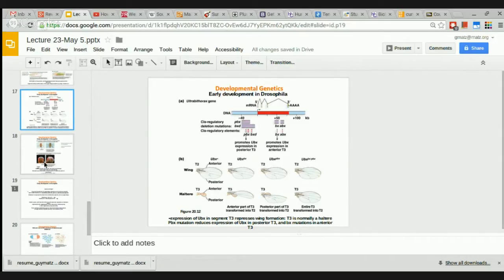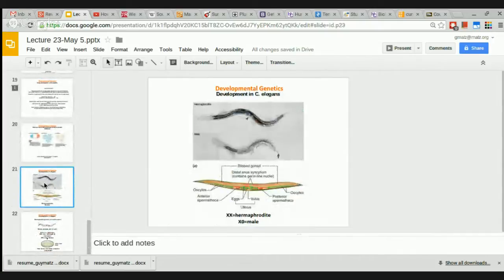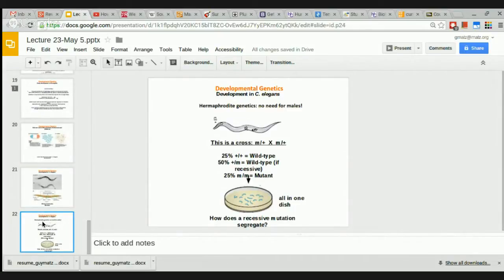So now I'm going to move to worms. I introduced that system because I thought that was not done that great in the book. So I told you that this is hermaphrodite genetics. It's actually the power of this system that you can, with just a single mutant, generate a population. So I think that's not too difficult. And then I sort of alluded to that already.